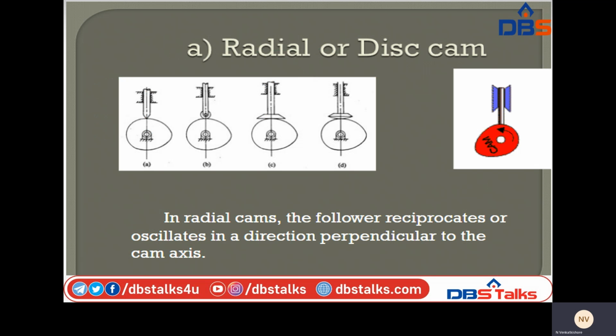The radial cam, radial or disc cam. In this, the follower reciprocates or oscillates in a direction perpendicular to the axis of the cam. See here, in the radial cam, the follower reciprocates or oscillates in the direction perpendicular to the cam axis. If you see all the above diagrams, they are of radial cam.